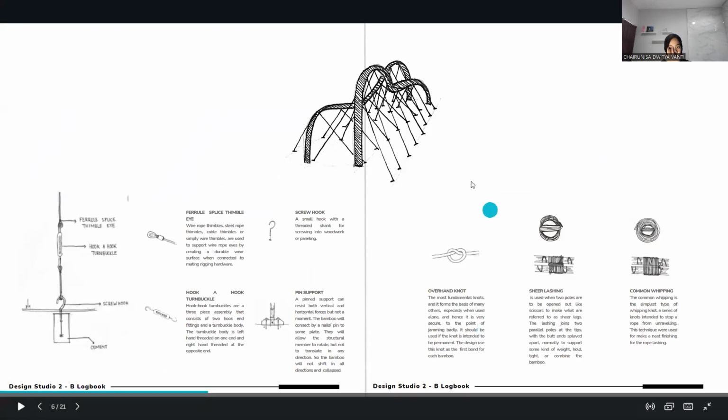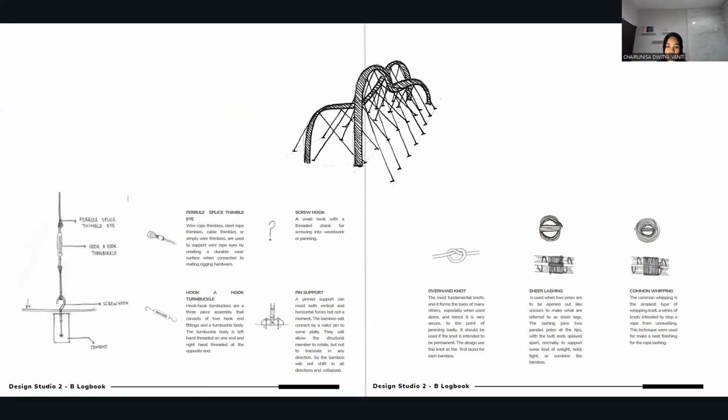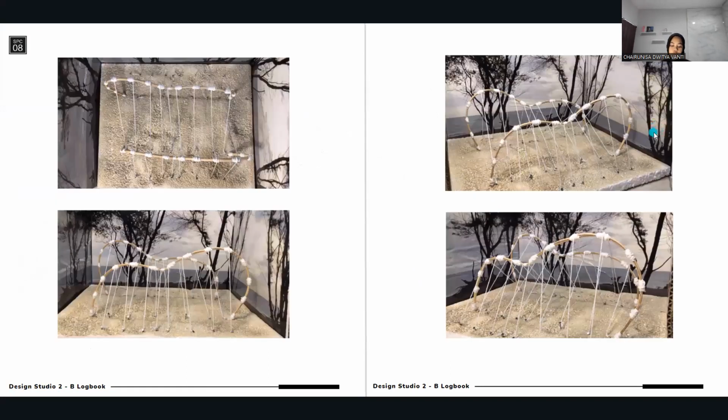And this side is the technique of lashing or whipping for the rope. The first one, overhand knot, shear lashing, and common whipping. This is the photo models.